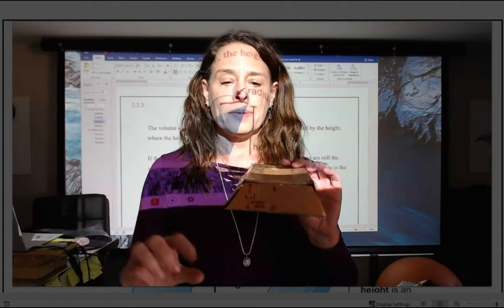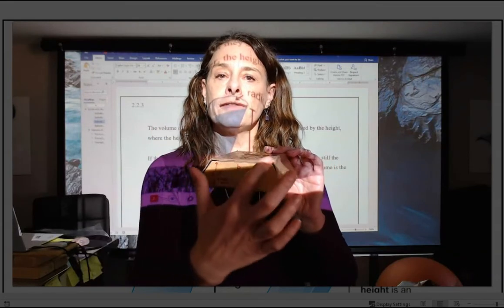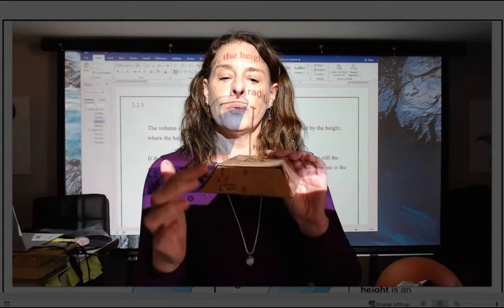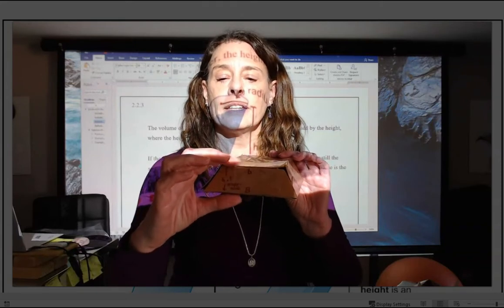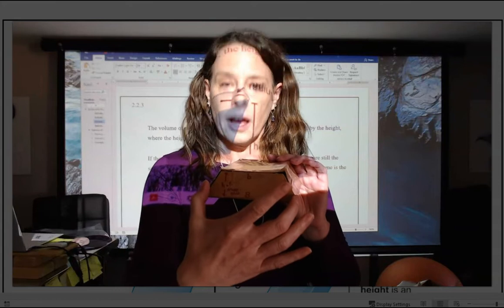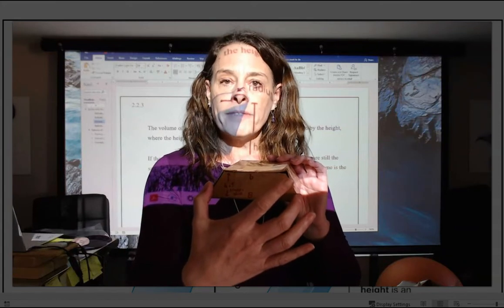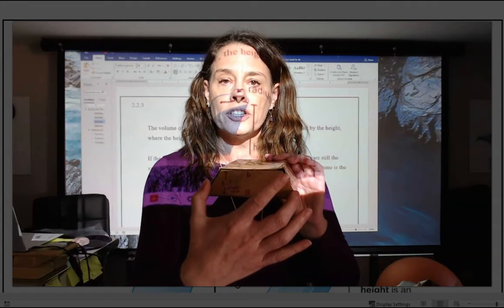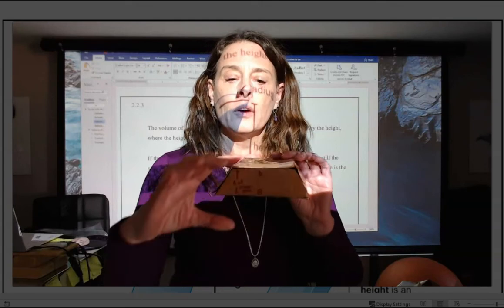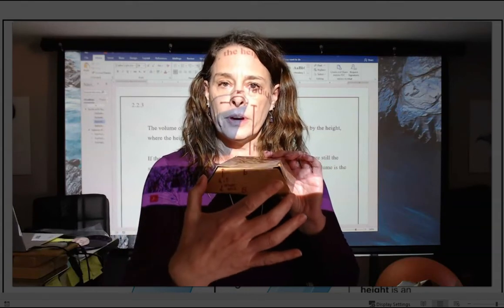How do you know it's a trapezoid? One pair of parallel sides, and one pair of not parallel. They don't have to be slanted at the same angle. They just have to be not parallel. One pair parallel, one pair not parallel.